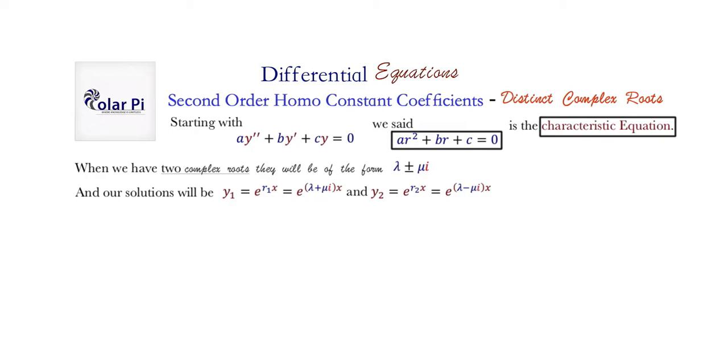Cool. But then notice that this says e to the lambda x times e to the mu i x. If we use exponent rules backwards, y1 can be written as this, because when we have the same bases and different exponents, we add. If we add the exponents here, we get back to this. So this here is identical to this, which is our y1.